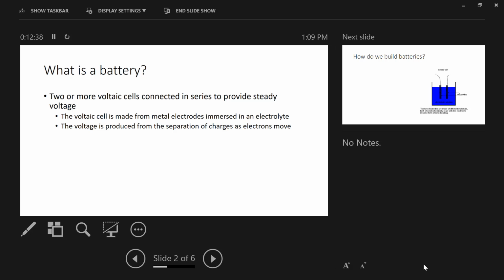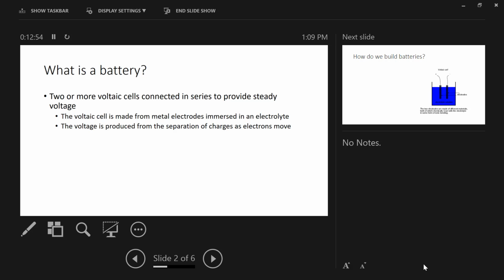Voltaic cell, and look up voltage. There's some other terms there that you can look up if you want as well. You can look up electrode and electrolyte, but you don't need to. Any questions about this question?